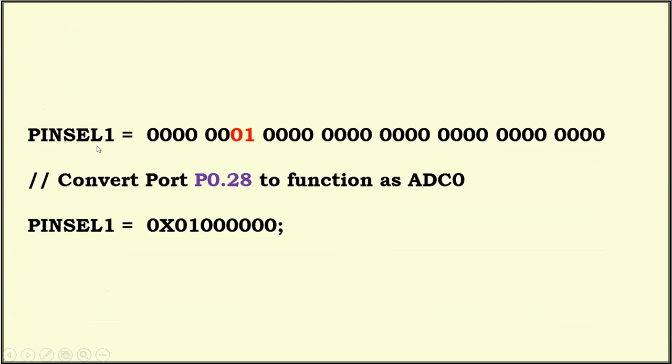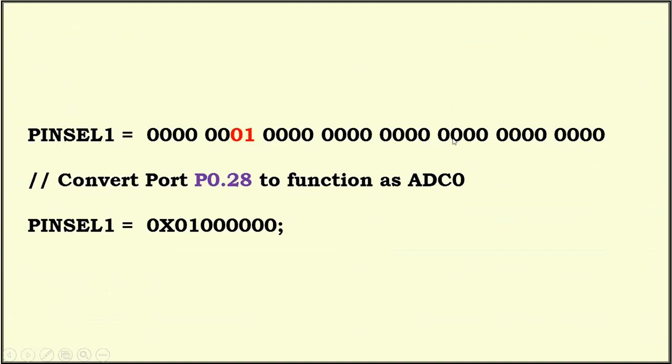Pin select 1 is a 32-bit register. This is bit 0, and this is bit 31. This is bit number 24, and this is bit number 25. Therefore, 0, 1 means what? We are converting port P0.28 to function as ADC 0. Therefore, this is the actual thing.